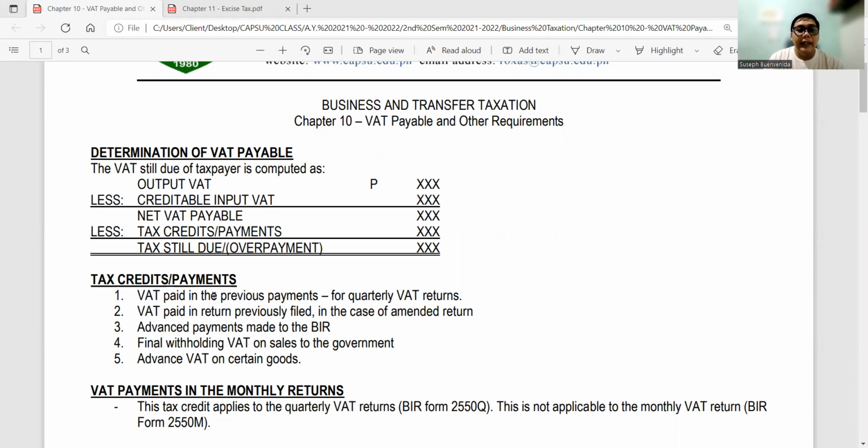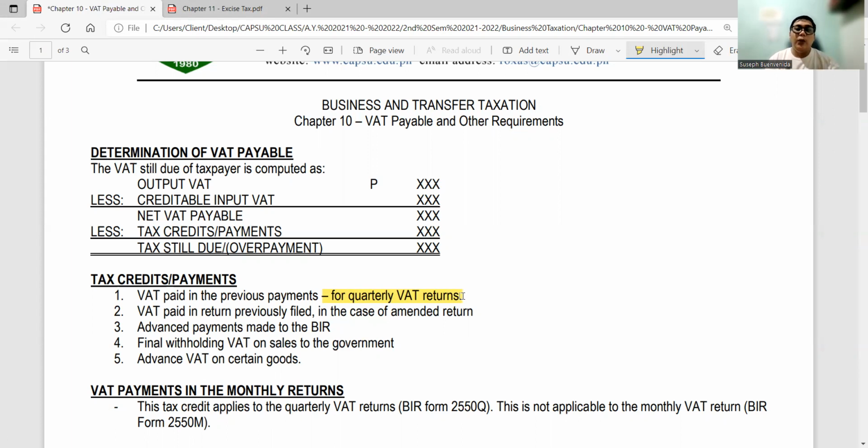Okay, so first will be the VAT paid in the previous payments for quarterly VAT returns. Just to highlight this, number one, you can only use this if you are filing your quarterly VAT returns. Remember, when we are filing VAT, we have monthly and we have quarterly VAT returns. In a quarter, for example January, February, and March, we are filing January and February on Form 2550M, which is the monthly VAT, and when the month of March ends, which is also the end of the quarter, we are filing a quarterly VAT return, and whatever you have paid for the first and second months should be deducted on the quarterly VAT.